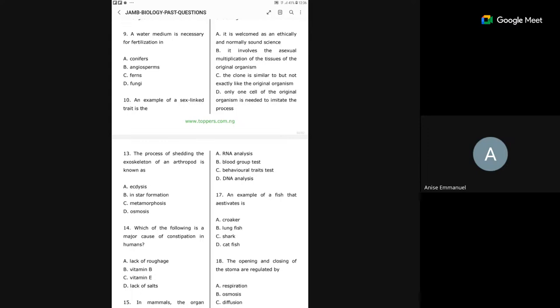When they begin to grow, the skeleton is not able to accommodate the new size of the animal. So it has to go. It has to be removed. So that's what we call shedding of the skeleton. They have to remove the outer covering so as to permit growth of the animal.